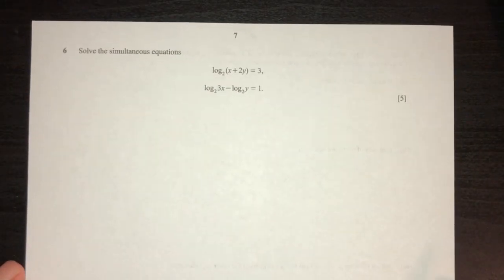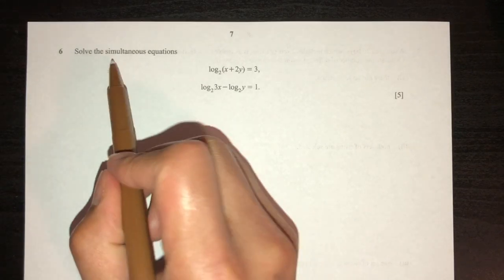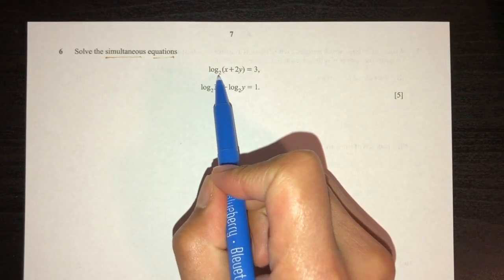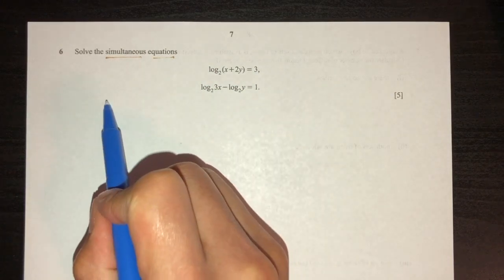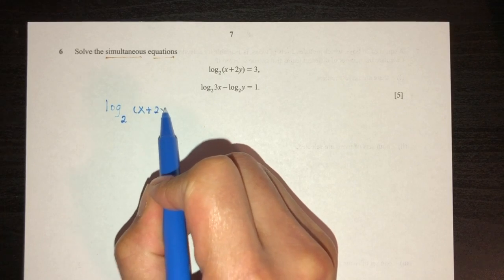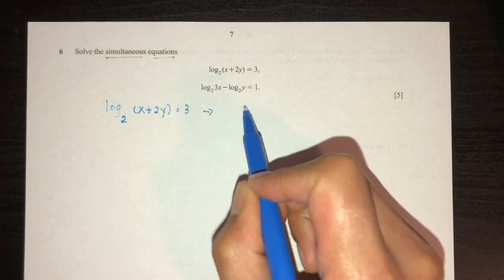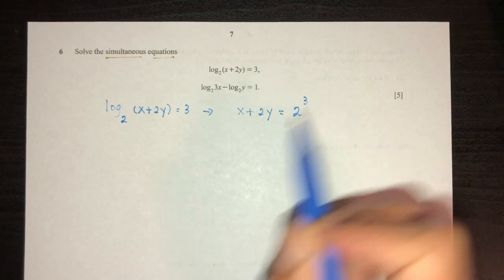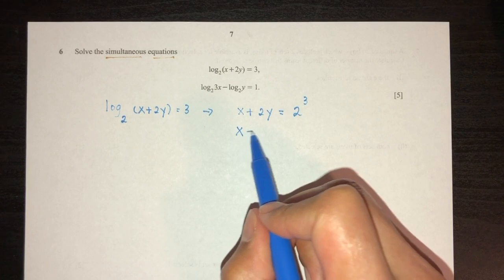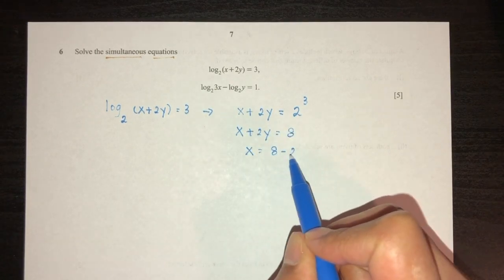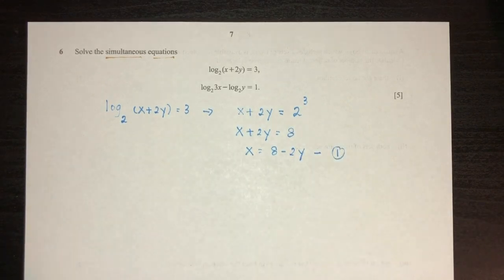Now let's move on to question number 6. So here we have to solve the simultaneous equations. So let's see what do we have here for part 1. So we have log to the base 2 here. We have x plus 2y is equal to 3. That will give you x plus 2y equal to 2 power 3. Eliminate the log. You will have x plus 2y is 8. So x will be 8 minus 2y. That is your first equation.